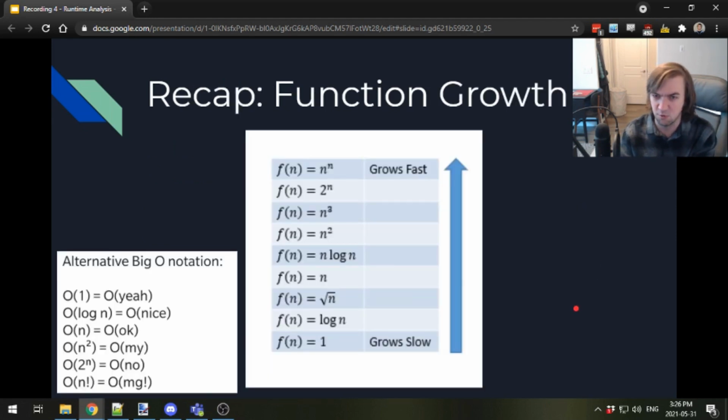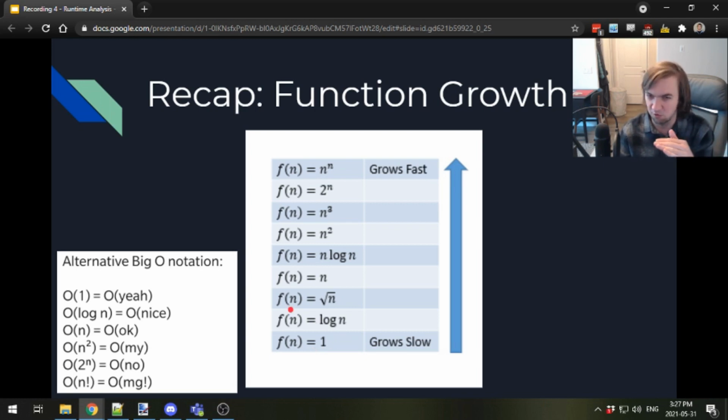Something that you should have seen, I believe in CSC236, and probably in math as well, is the relationship between function growth of different functions. These are functions you should be somewhat familiar with in terms of what they look like. When we're talking about which of these grows faster than others, 1 is pretty much the slowest growth rate because it doesn't grow. It's just always 1.